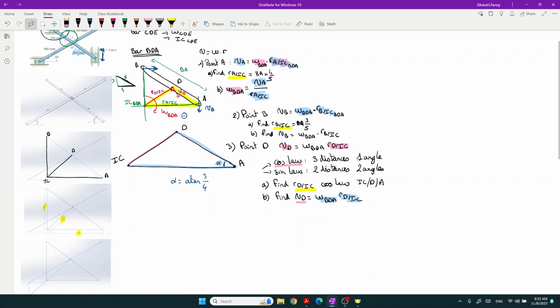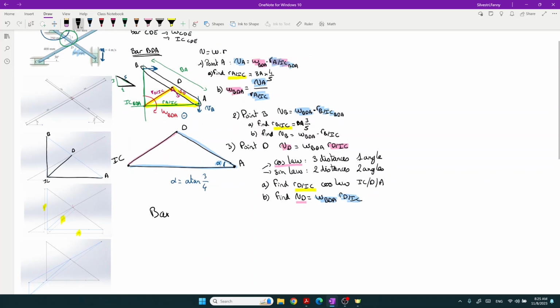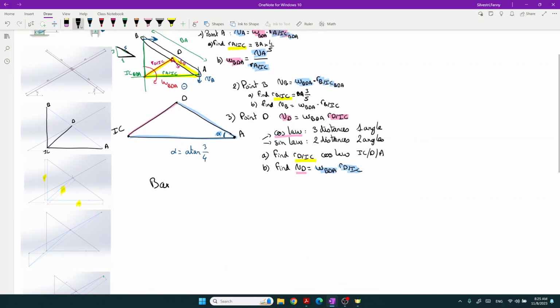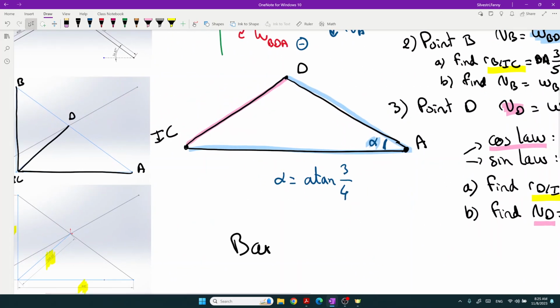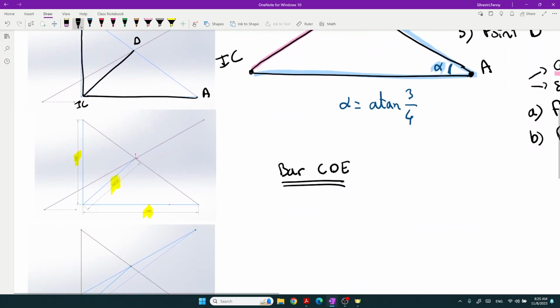We are done with the bar BDA. Let's go to the next bar. Okay, I try to keep the same font size. Here we go. So now we will go to the bar CDE. CDE is this bar. Let me draw this bar: C, D, and E.